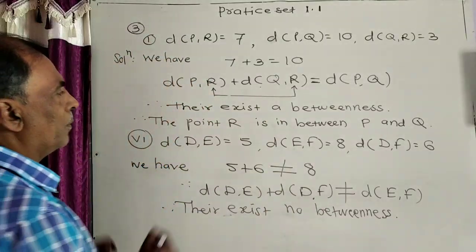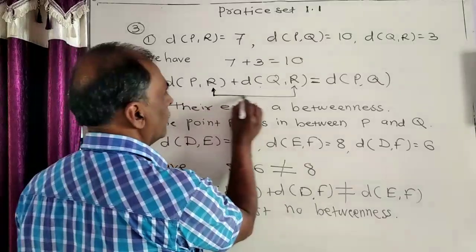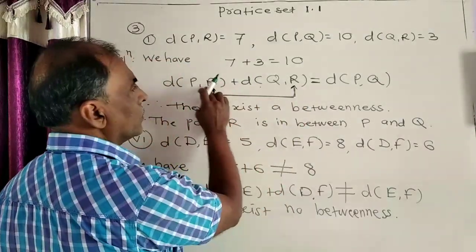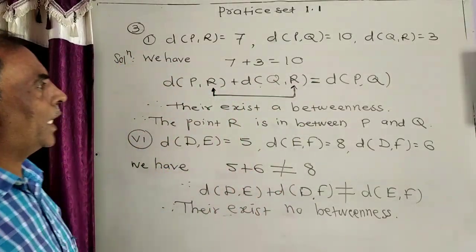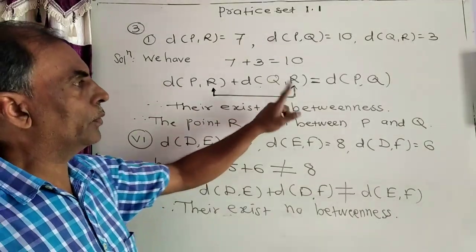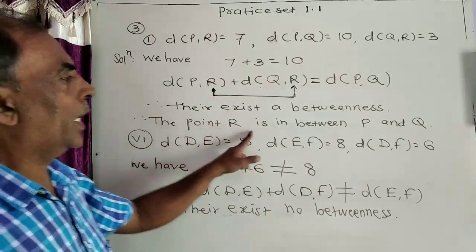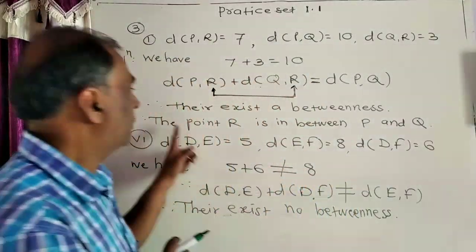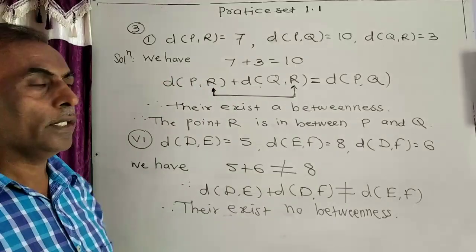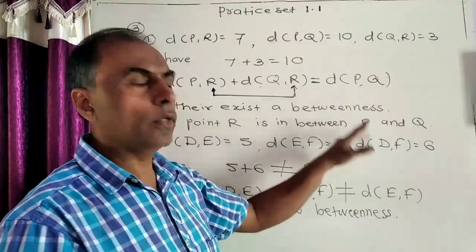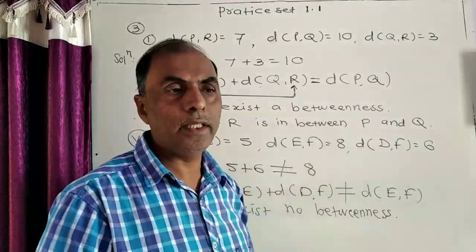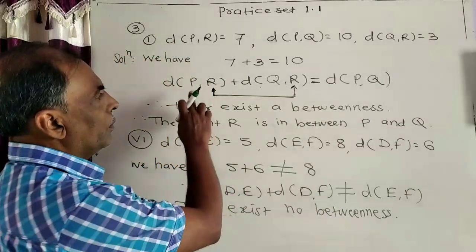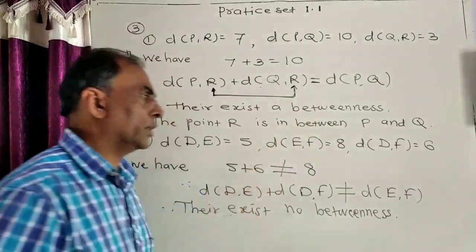From the given information, the common point is R, which lies between points P and Q. So we write that point R is in between P and Q, and then we write that points P, Q and R are collinear. If betweenness exists, then the points are collinear. So we write that points P, R, Q are collinear.